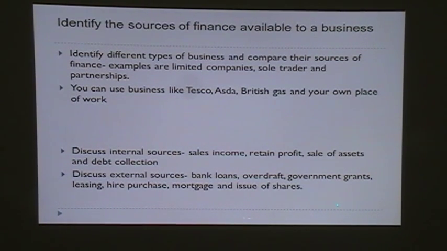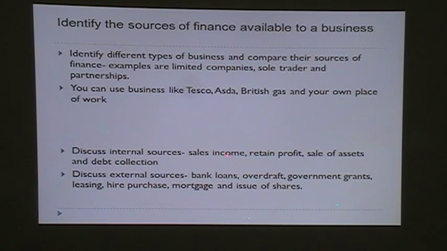Before you do that, you need to identify different types of business and compare their sources of finance. Examples of business include limited companies, sole trader, partnership, government organization, charitable institutions. You can use businesses like Tesco, Asda, British Gas, and your own place of work. The first thing you need to do is discuss the internal sources.